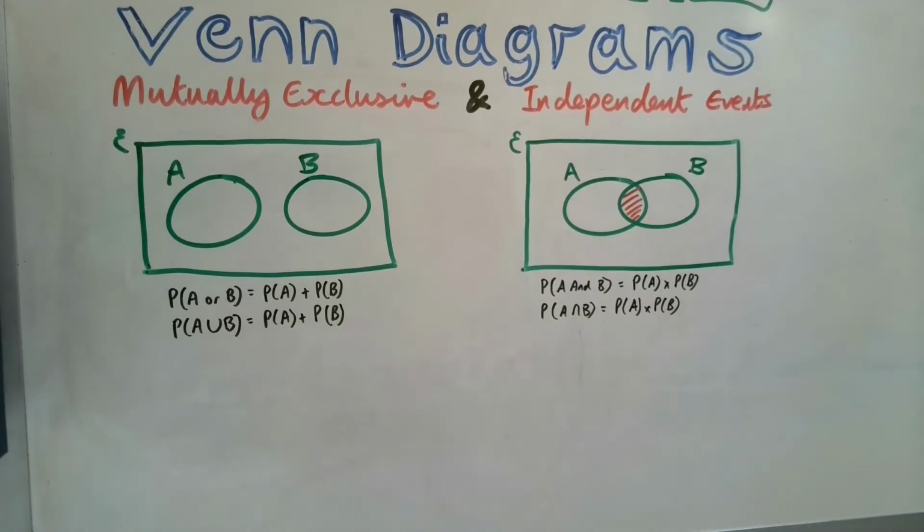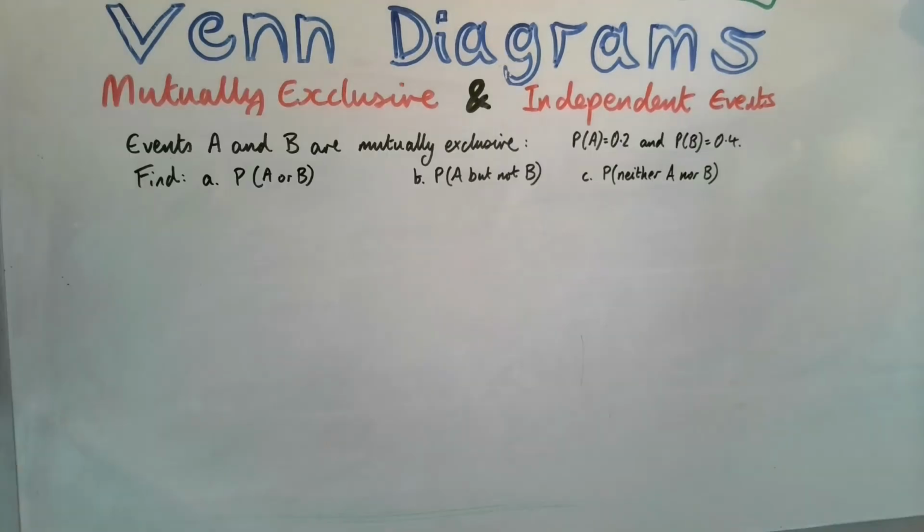Okay, so now we're going to use some of this in a few examples, and then we'll have a few questions for you to have a go at. Right, here's our first example then. So write this down, have a think about it, start by drawing a Venn diagram and see where that takes you.